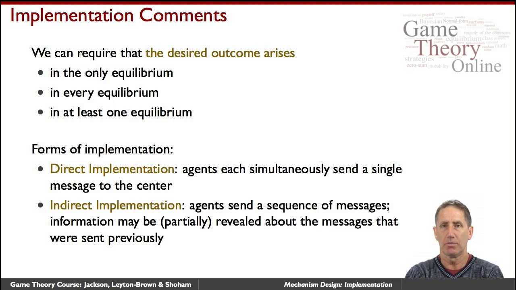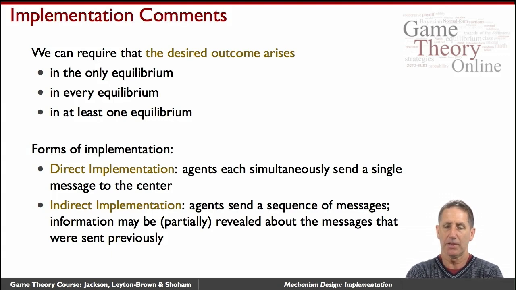Going beyond issues specific to Bayes-Nash implementation, on implementation of social choice functions in general, we can require indeed that it arise in some equilibrium or in every equilibrium. We can even require that there be only one equilibrium in which it arises. And finally, there are various ways to implement a function, and one important distinction to keep in mind is between direct implementation and indirect implementation.